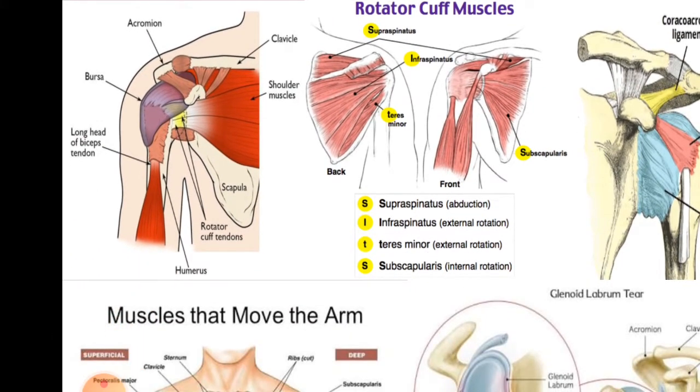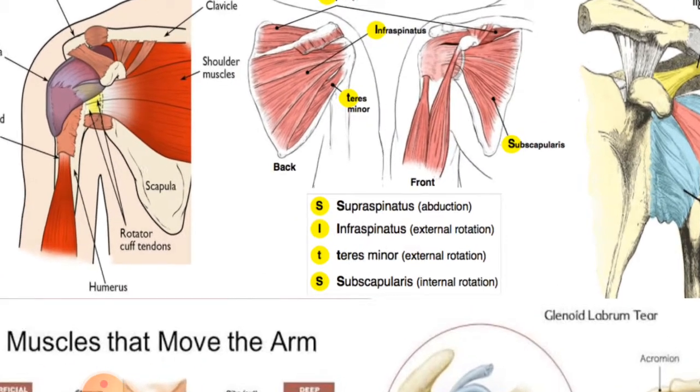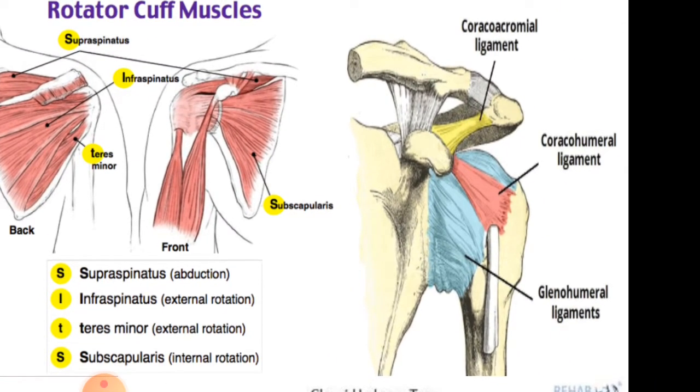You can also appreciate the long head of the biceps brachii muscle, and this long tendon is attached to the shoulder joint through the transverse humeral ligament, and you can appreciate the bursa as well. It also provides stability to the shoulder joint. And here you can appreciate the tendons of the rotator cuff muscles that are also providing stability to the shoulder joint.